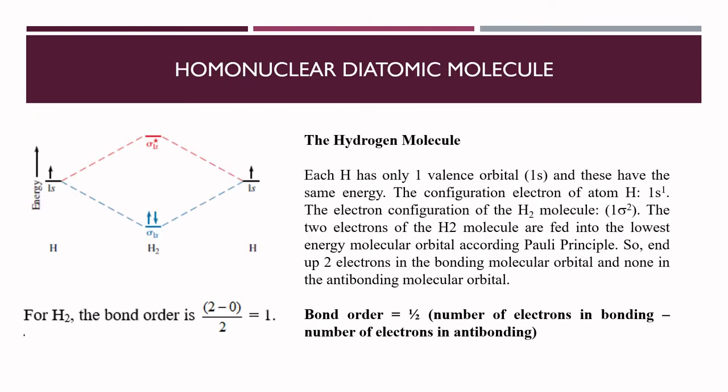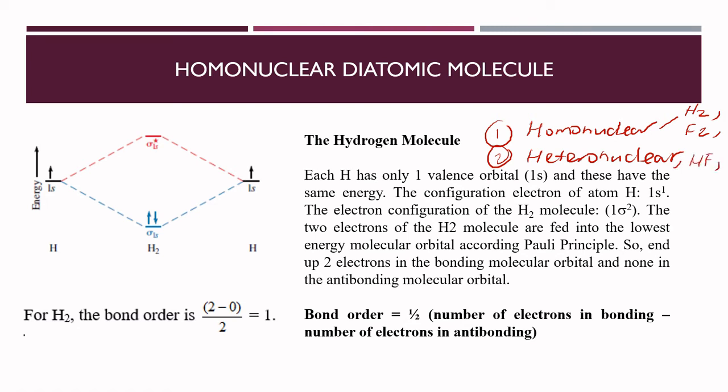Okay, in drawing the molecular orbital diagram, there are two types of molecule. The first one is homonuclear, and the second one is heteronuclear. Homonuclear is when you have a molecule containing the same atom, for example H2, F2, and so on. While heteronuclear is a molecule that contains different atoms, for example HF or OH, and so on.